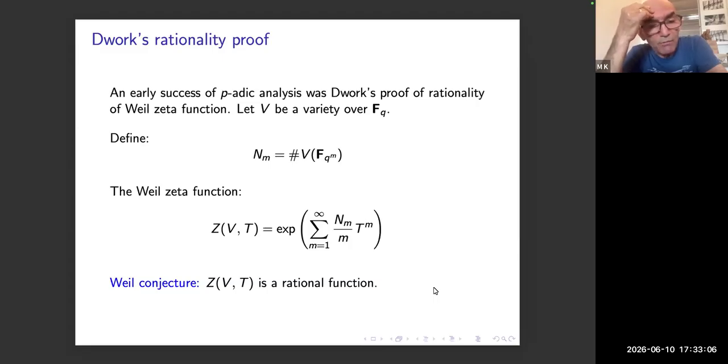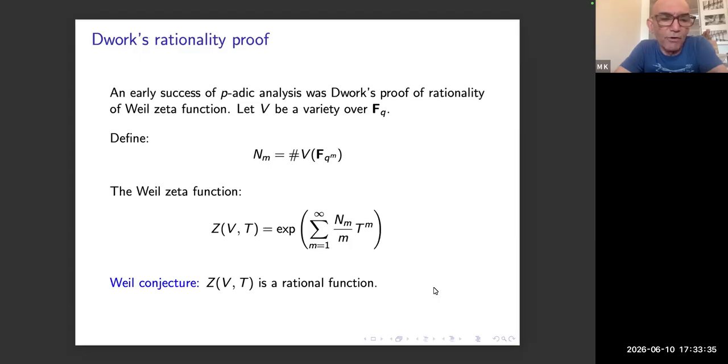This should be called the Hasse-Weil zeta function. Perhaps even Artin had a hand in writing this. This is essentially a kind of generating function, but it's written deliberately in this form because in this form it behaves much better with respect to Cartesian products of varieties and other properties you want. So this is essentially a kind of generating function for these numbers N_m.